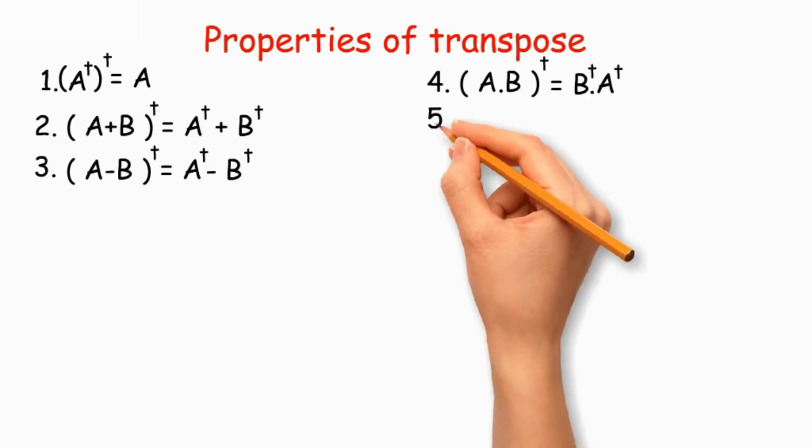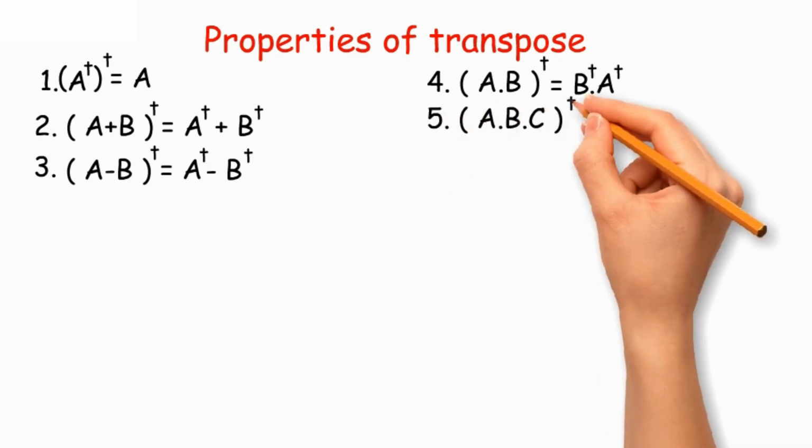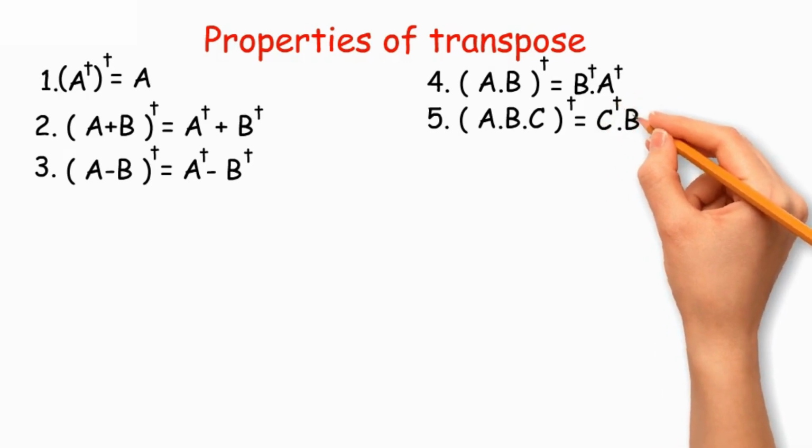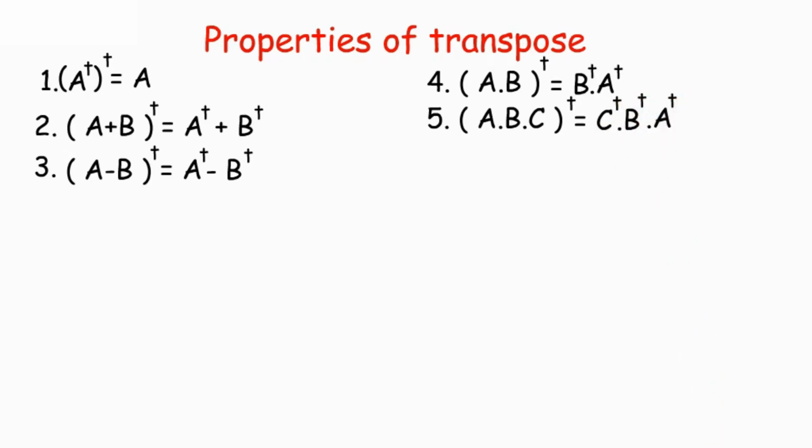The same is for the case of three matrices. A into B into C whole transpose is equal to C transpose into B transpose into A transpose. This is the fifth property. You can prove it by yourself easily as we just did for two matrices.